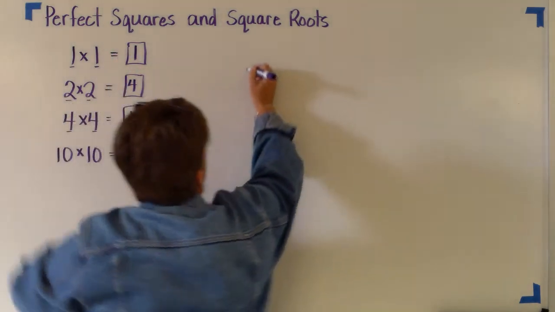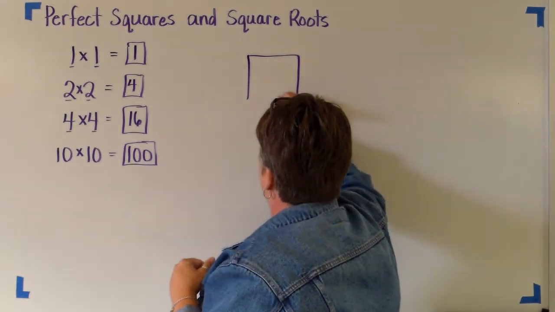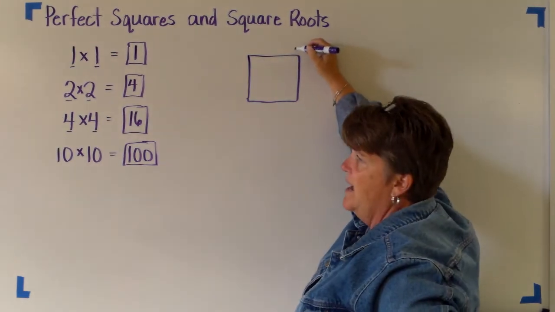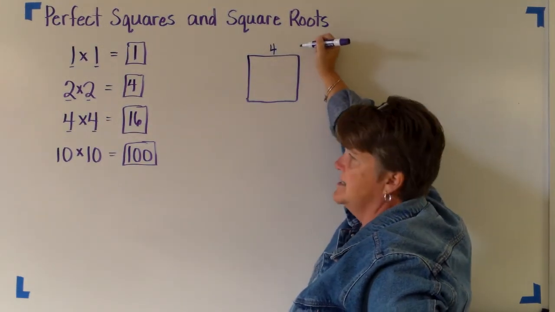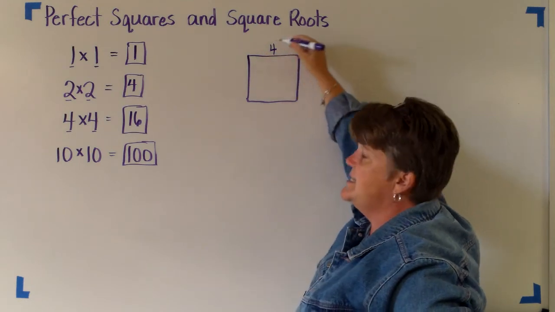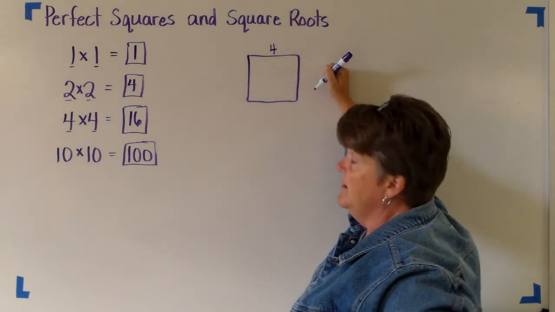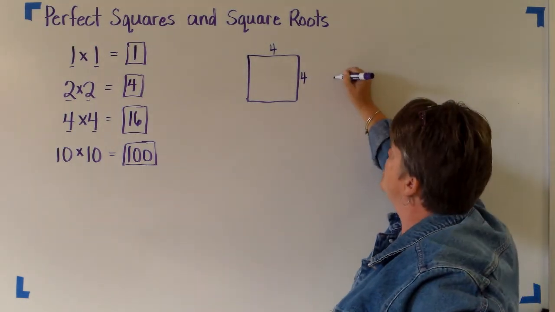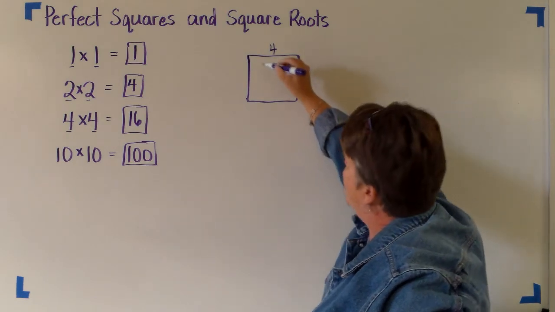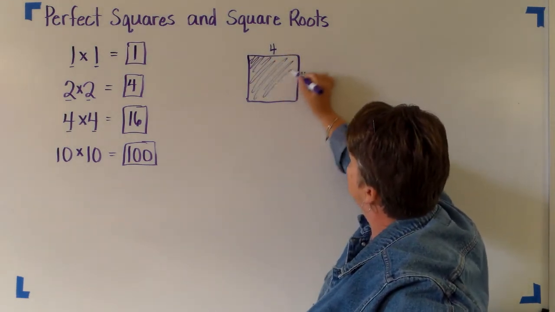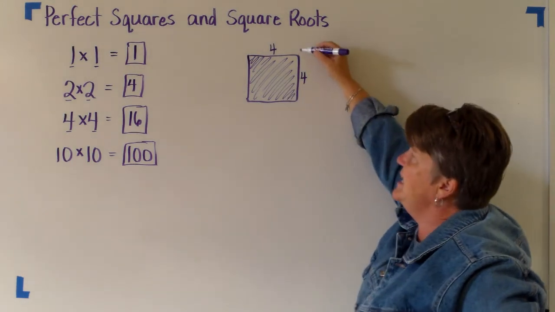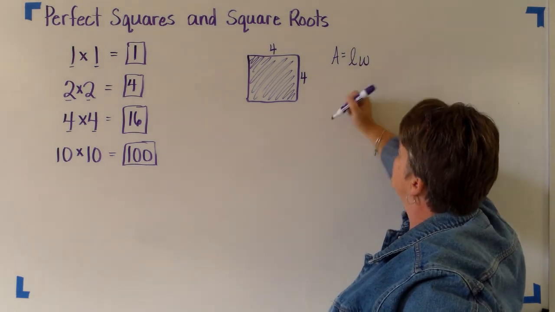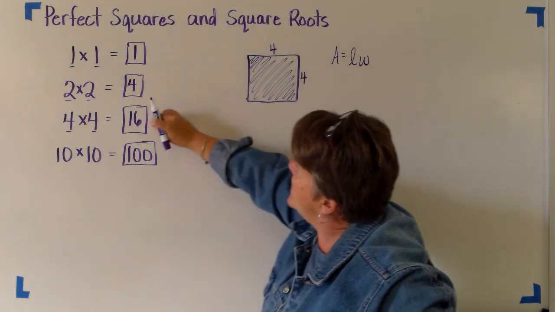Perfect squares also make geometric squares, a shape, a geometric square. So if I had this geometric square and one side was 4 inches, all the other sides have to be 4 inches. Yes? Yes. So this side would also be 4 inches. From elementary school, you know that the area of a square, the inside amount of this square, is found by doing its length times its width. Area of a square equals length times width.